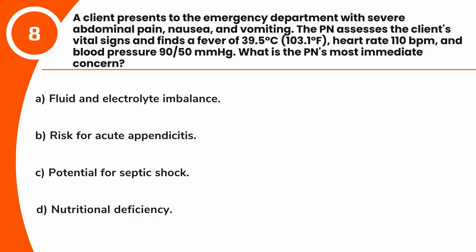Question 8. A client presents to the emergency department with severe abdominal pain, nausea, and vomiting. The PN assesses the client's vital signs and finds a fever of 39.5 degrees C, 103.1 degrees F, heart rate 110 BPM, and blood pressure 90/50 millimeters of mercury. What is the PN's most immediate concern? A. Fluid and electrolyte imbalance. B. Risk for acute appendicitis. C. Potential for septic shock. D. Nutritional deficiency.